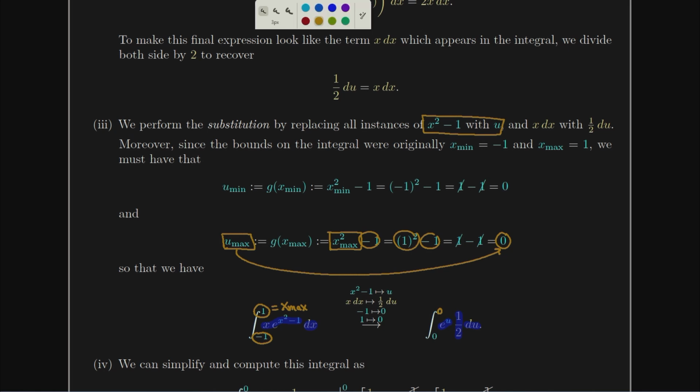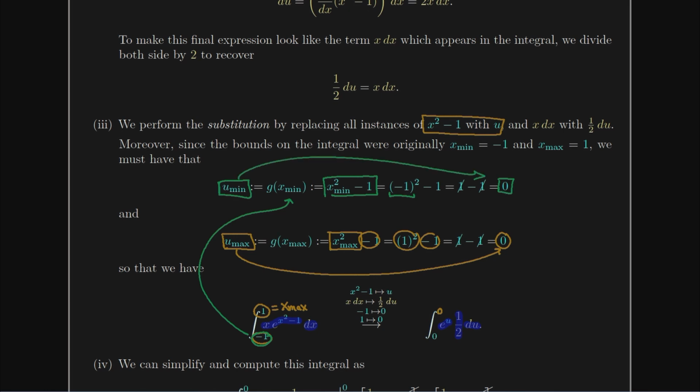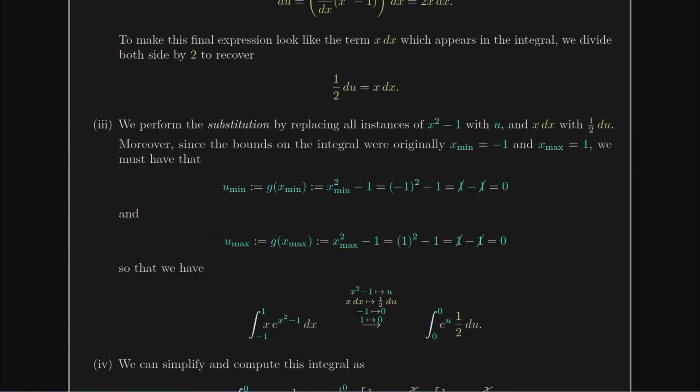Same idea for -1 as x min. I'm just going to plug that into the definition of u for x. So x min squared minus 1. Well, x min was -1, and we square it, subtract 1. Turns out u min is equal to 0, which means I'm replacing x min with 0 when I make my substitution. At this point, I'm only computing the definite integral in the variable u.